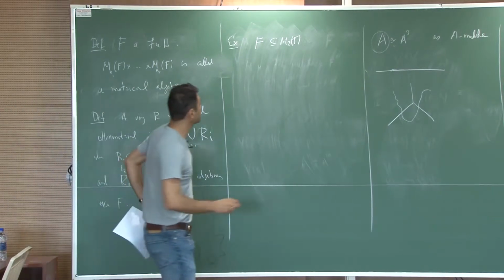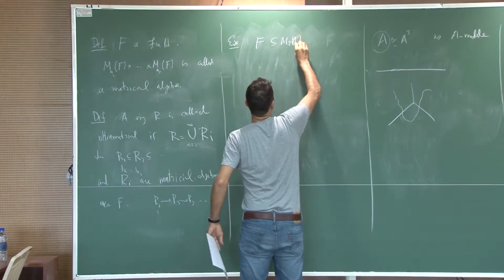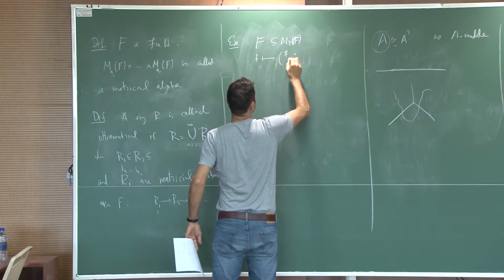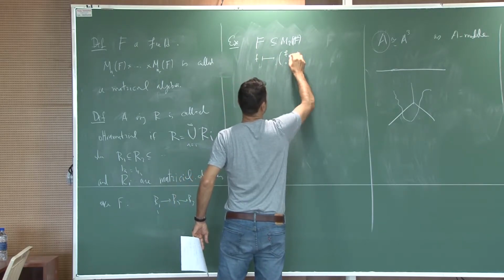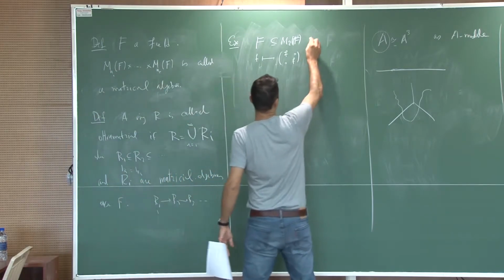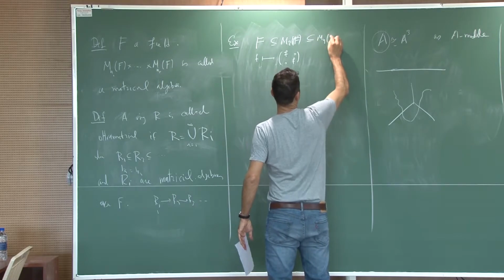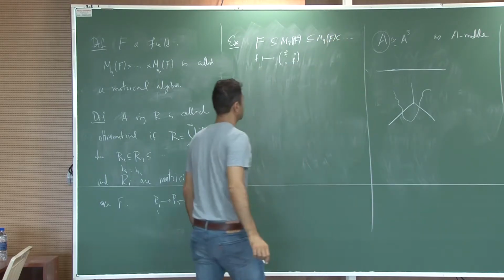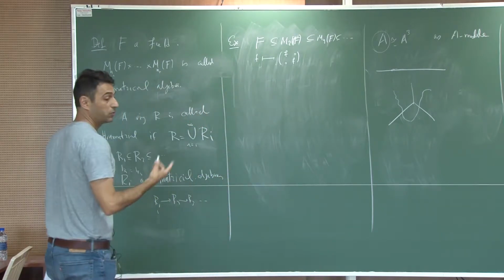So I need to send an element here, two copies sitting on diagonal. Then M2 of F is sitting inside M4 of F, and you got the idea how to continue. So I send it to diagonals. And then I get the union of this.